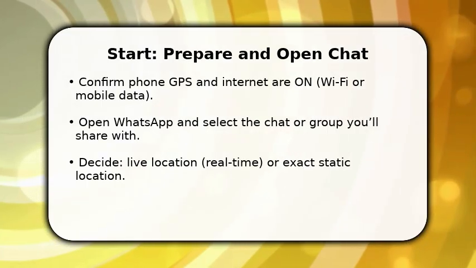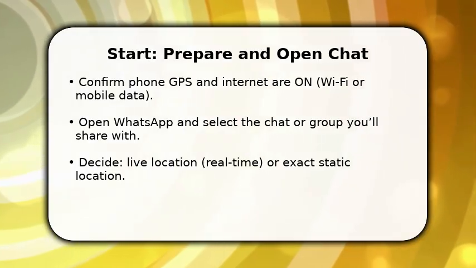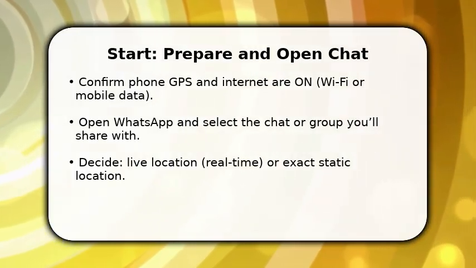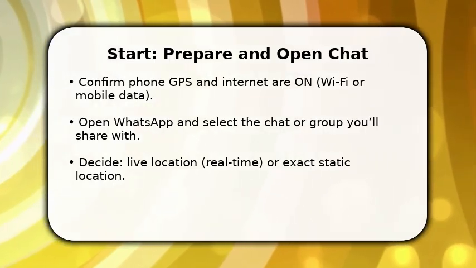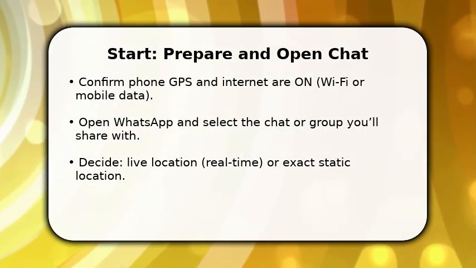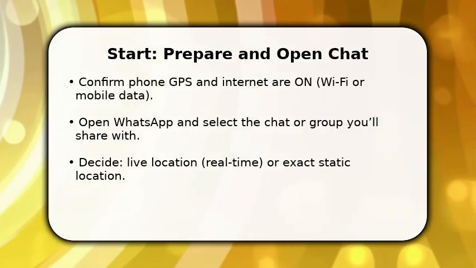You start by enabling location and internet. WhatsApp needs both. Once done, open the chat for the person or group you want to notify. Tap the attach or plus icon to reveal options. This is faster than searching menus.